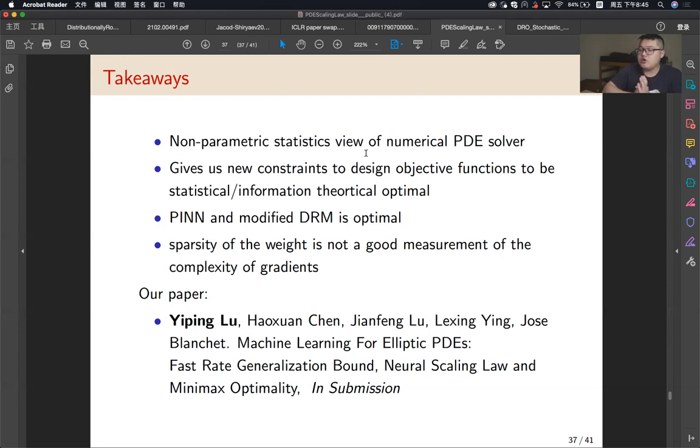The sparsity of the weight is also not a good measurement for the complexity of gradients. So I think it's very important to design some regularizations. We should find out some meaningful regularizations for machine learning based PDE solvers. Here is our paper, Machine Learning for Elliptic PDEs: Fast Rate Generalization Bound, Neural Scaling Law, and Minimax Optimality. It is available on arXiv, so you can see the draft here.